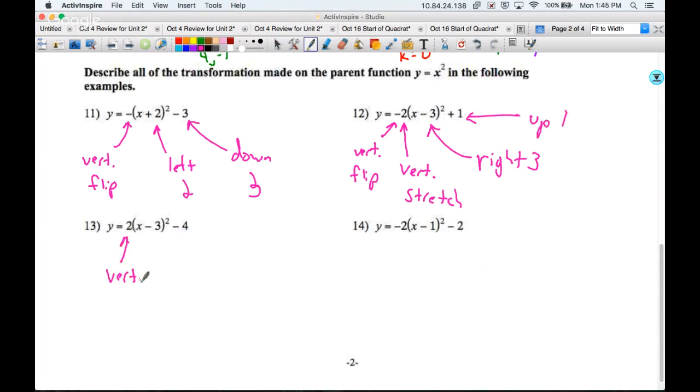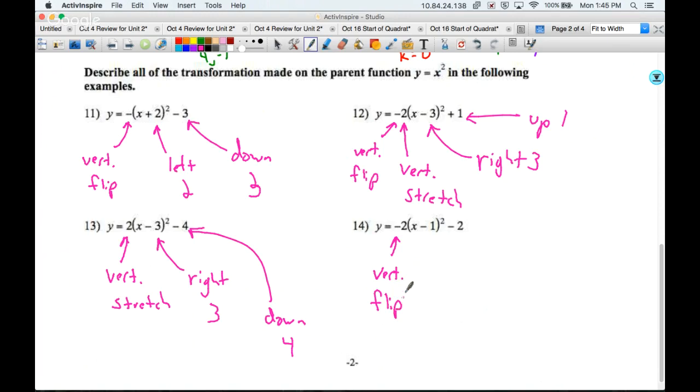That 2 is going to cause a vertical stretch. That -3 is going to move us to the right 3. And that -4 is going to move us down 4. One more. Vertical flip, because it's negative.